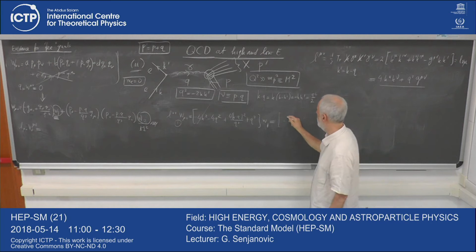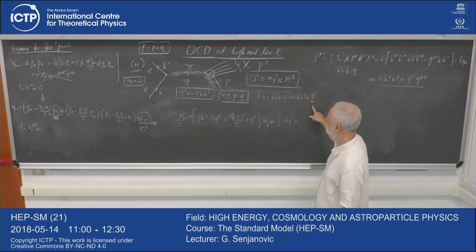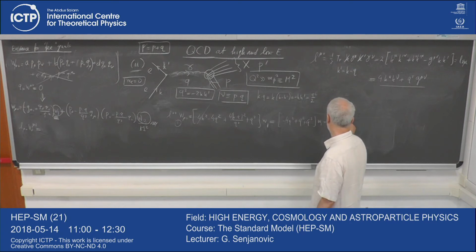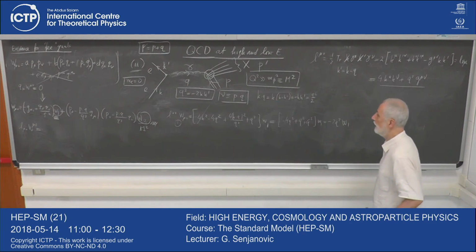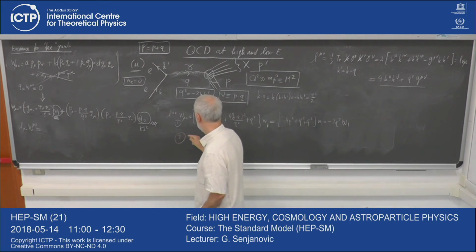So this is minus 4q squared. This will become q squared. 2 and 2 cancel, do you see? Plus q squared W1. So it's minus 2 q squared W1. It's quite simple. Piece number 2, a little more involved.